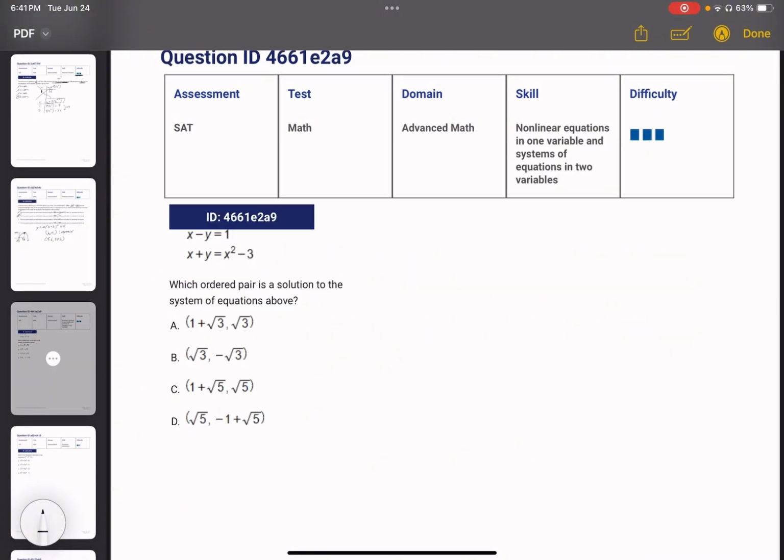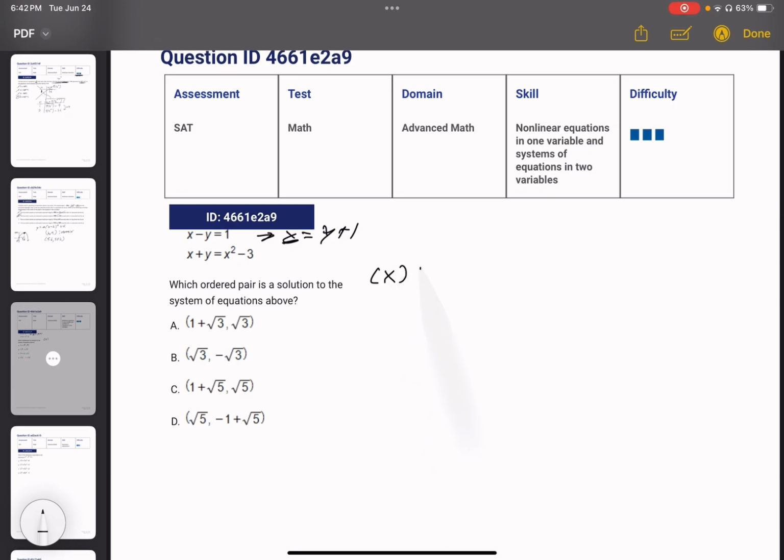Which ordered pair is a solution to the system of equations above? Okay, so we have our system of equations. And remember, there are two ways of doing this. You can add, or you can solve for a variable and then plug that variable into the other equation. So that's what we're going to do. So we have here that x is equal to y plus 1. And then we're going to substitute x into here.